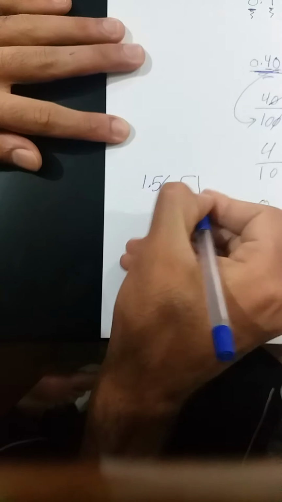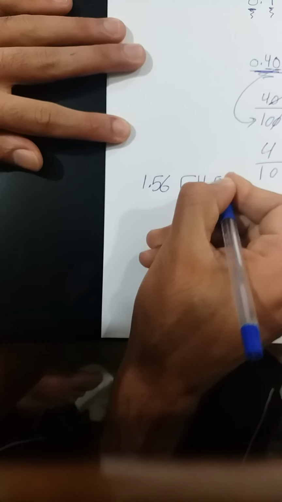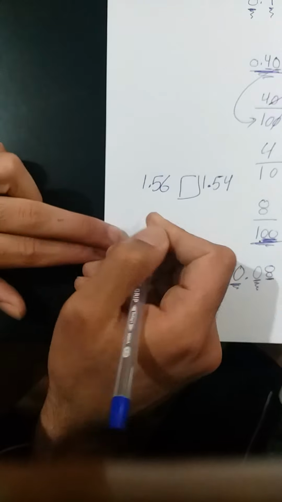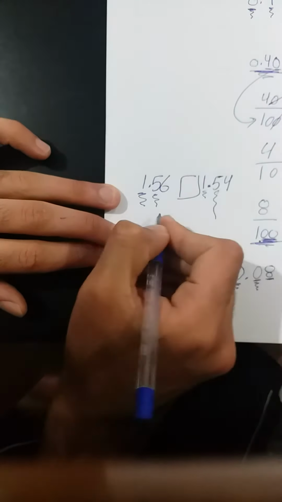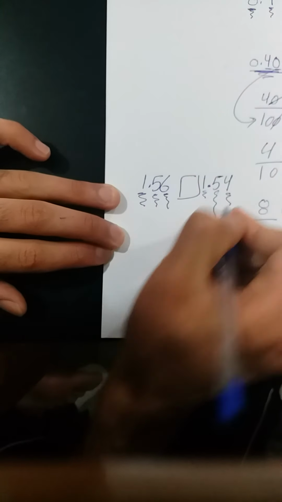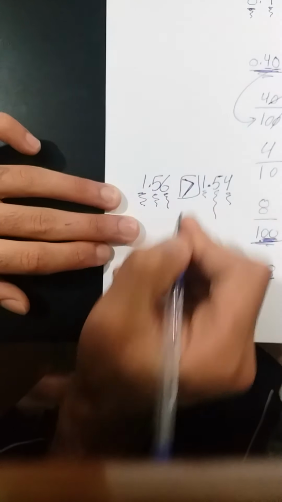Let's go to number 4, which is here. 1.56, 1.54. Then I'm going to compare the same way. 1 here, 1 here, it's equal. 5 here and 5 here, it's equal. 6 here and 4 here, 6 is bigger than 4, so I'm going to put this sign. 1.56 is bigger than 1.54. And these are the questions for chapters 7 and 9. Now I'm going to solve the questions for chapter 10.